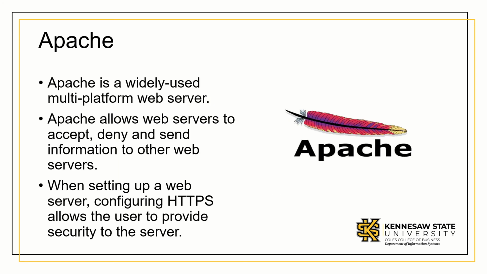So Apache is a widely used multi-platform web server. Apache allows web servers to accept, deny, and send information to other web servers. When setting up a web server, configuring HTTPS allows the user to provide security to the server.